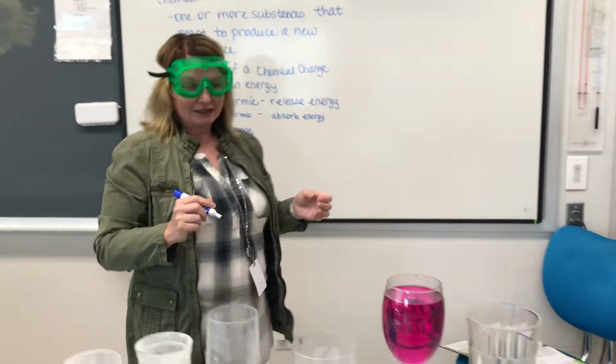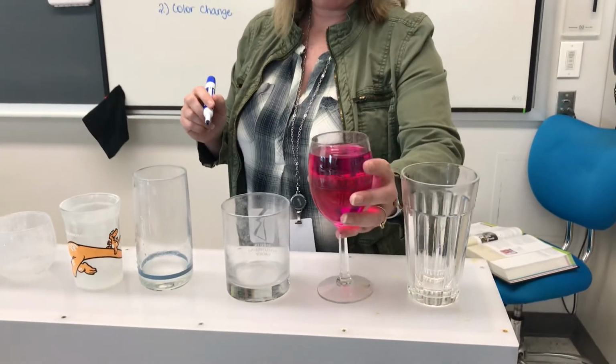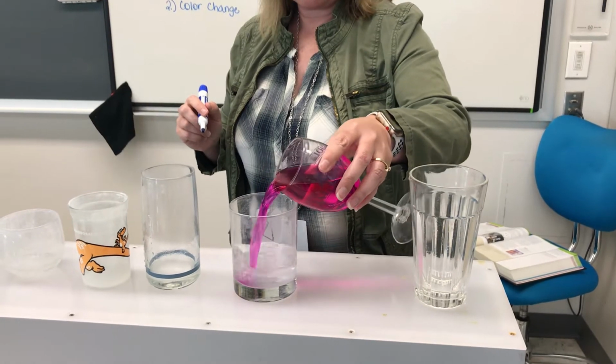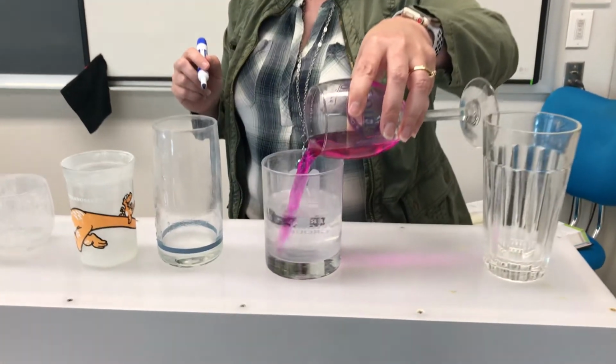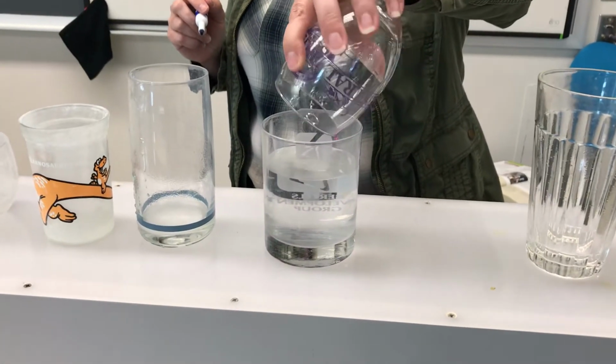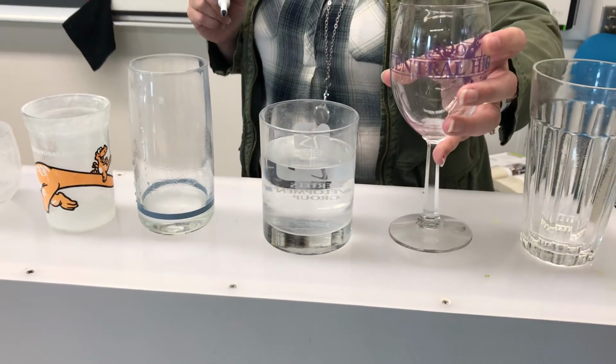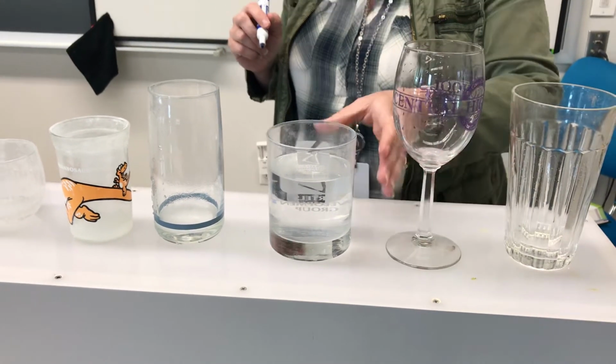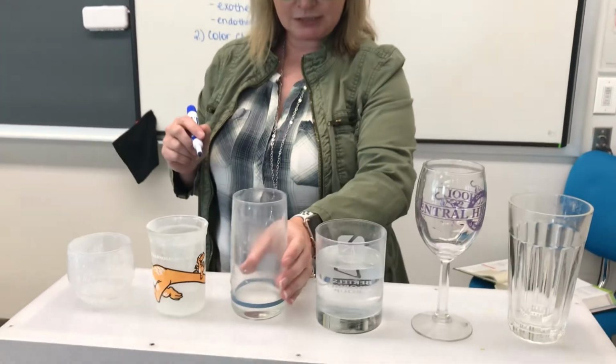All right, we're going to take glass 2 and we're going to pour it into glass 3. And again, we go from being clear and pink to being clear and colorless. Okay, so still a color change. I'm going to pour 3 into 4.